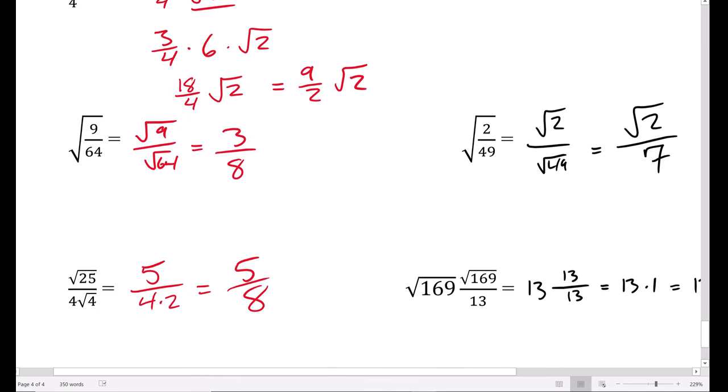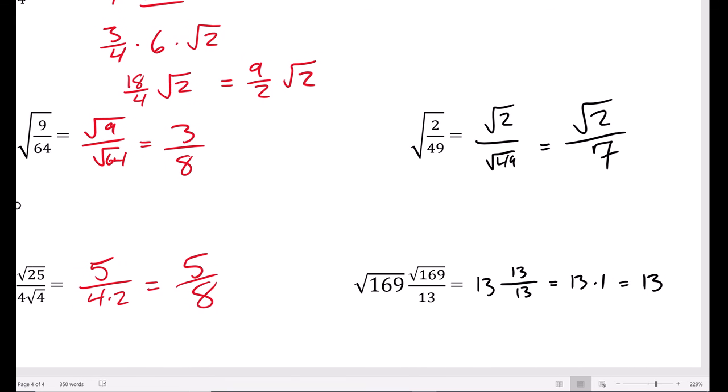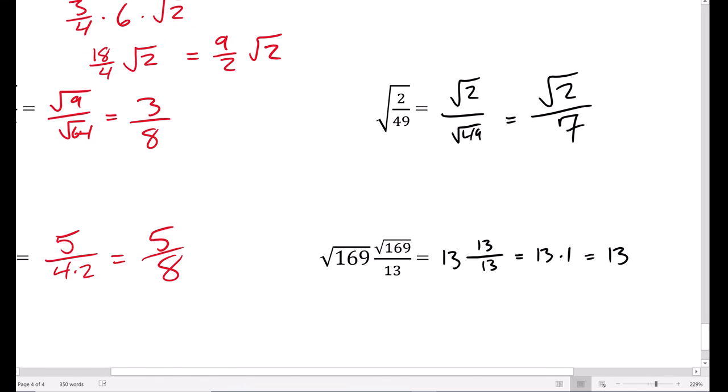And then finally, the last two. I have the square root of 25 over 4 square roots of 4. The square root of 25, we said previously, is 5. 4 gets multiplied times the square root of 4. Well, the square root of 4 is 2, so I have 4 times 2 in the bottom, and that gives me 8. So my answer is 5/8. And then this last one looked really tricky. I had the square root of 169 times the square root of 169 over 13. 169 is a perfect square. When I take the square root of it, I get 13. So this becomes 13 times 13 over 13. 13 over 13 is 1. So I had 13 times 1, which is 13.